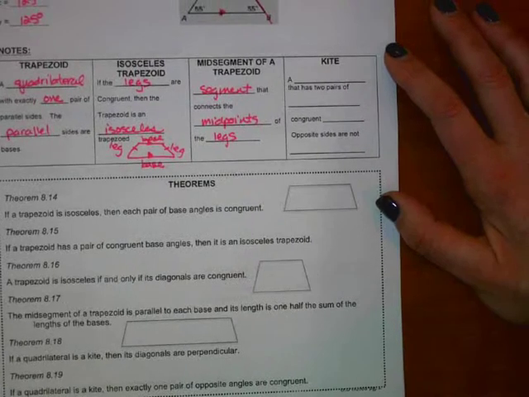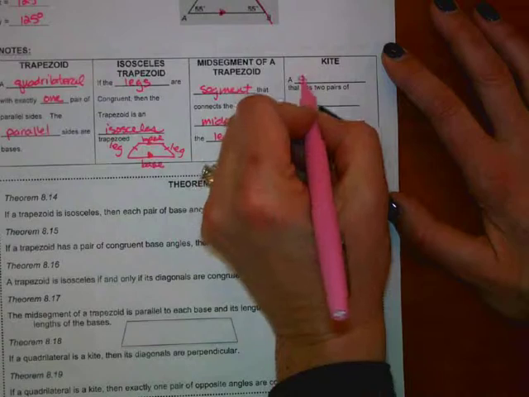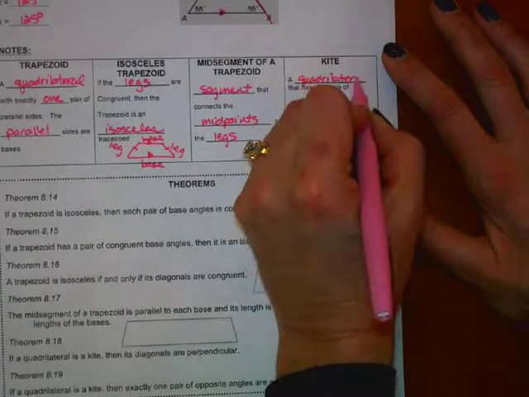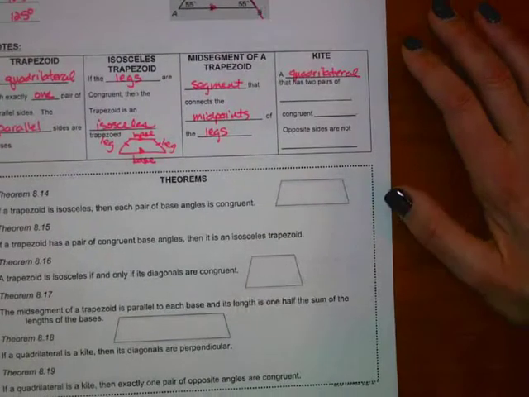All right, a kite. Don't you want to go out and fly a kite? Just think of summer. I got you distracted.